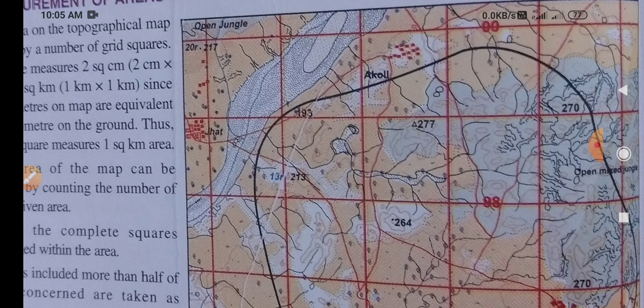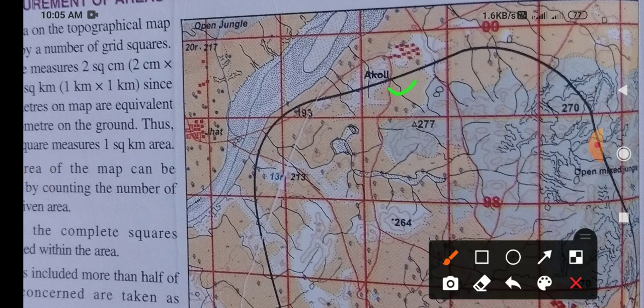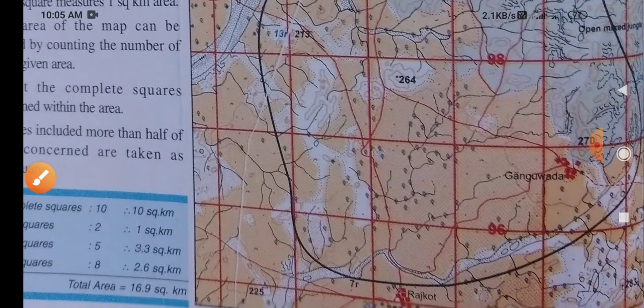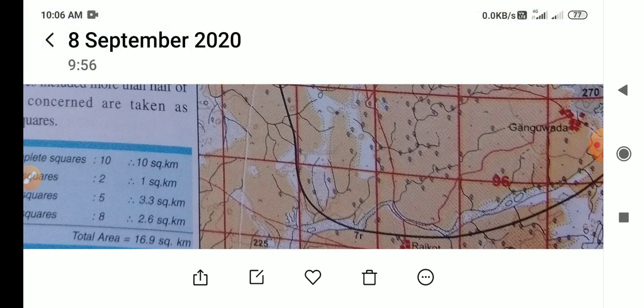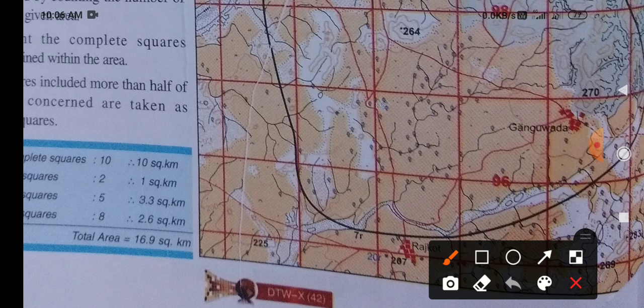Okay, so you can think of it. This one is half square. Next one, half, you can see another half here, and another one is here. So this is half. So 2 half squares become 1 square kilometer.